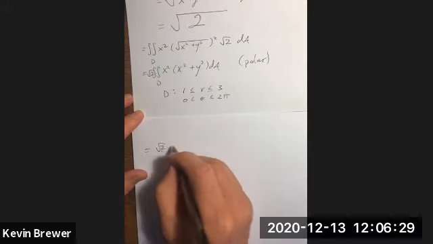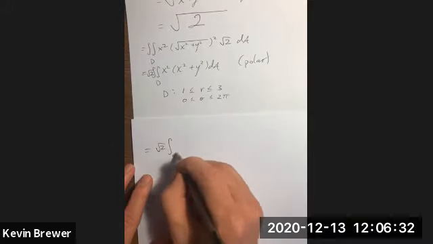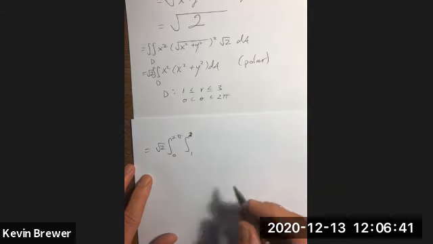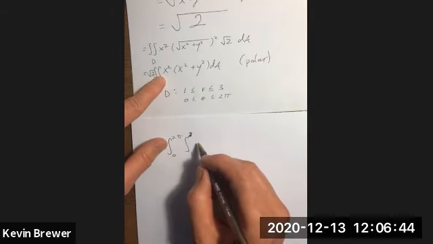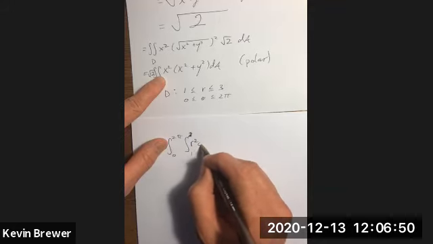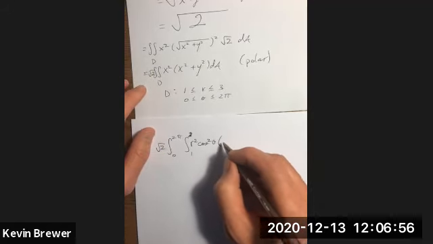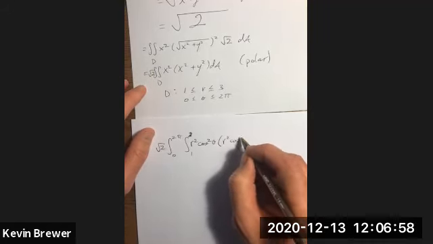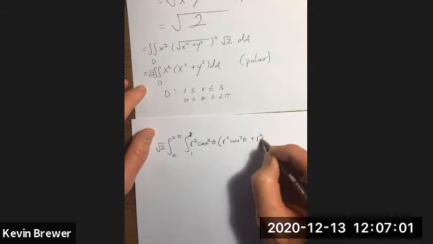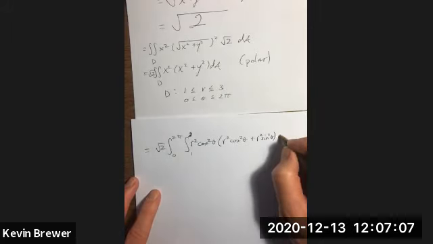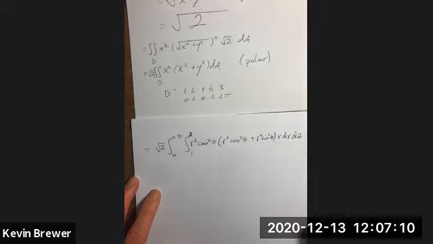So then this is the square root of 2, integral 0 to 2 pi, integral from 1 to 3 of, and this would be r squared cosine squared theta times r squared cosine squared theta plus r squared sine squared theta. Then dA for polar is r dr d theta.